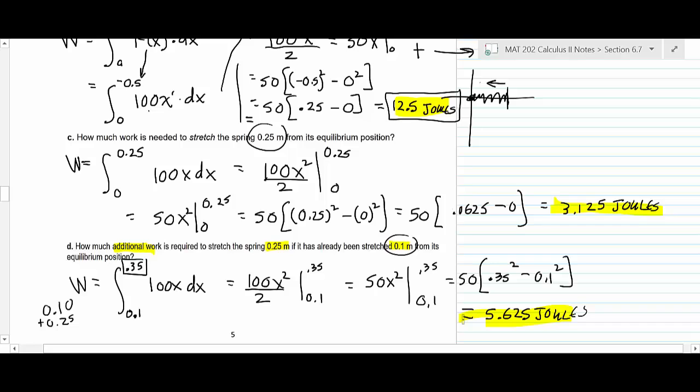You've got to find k first unless it's given to you, and the key is setting up those limits. Yes, work will always be a positive number. It can't be negative work.